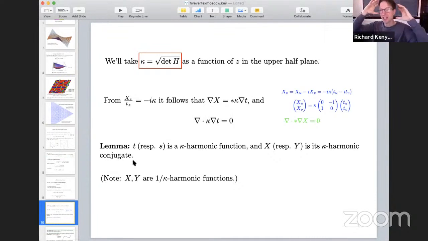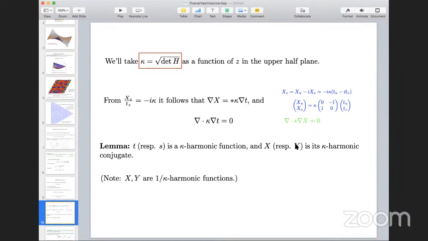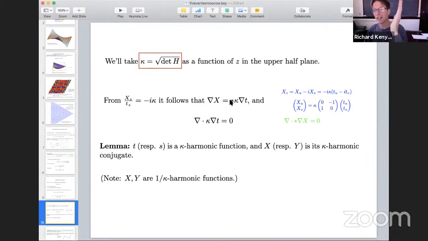These slope variables, let me go back to the beginning. We have this complicated equation to solve, this Euler minimization problem for a non-isotropic surface tension. We rewrite it in terms of the intrinsic conformal coordinate z. And when we do that, we find that the gradients, the s and t, are exactly kappa harmonic functions, and the corresponding conjugate x and y variables are also kappa harmonic. Well, they're one over kappa harmonic functions, and they're somehow conjugate to each other. What's the star? The star is just the Hodge star, rotation by 90 degrees in the plane.